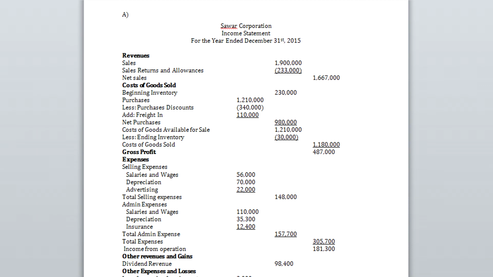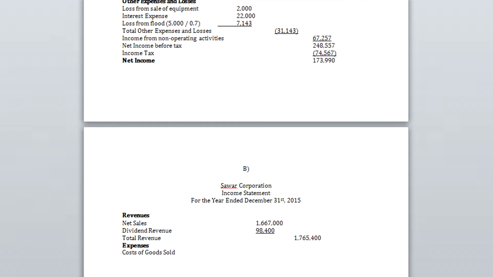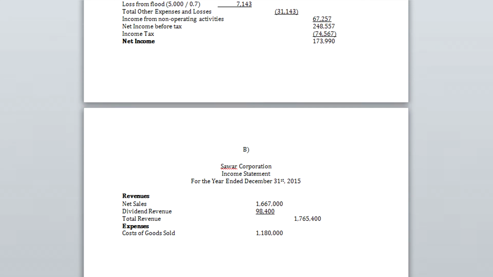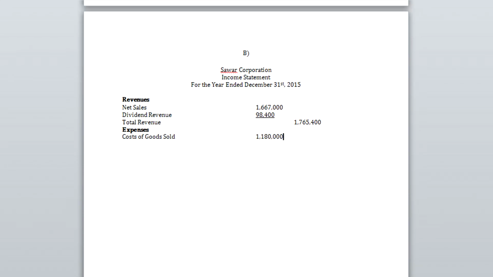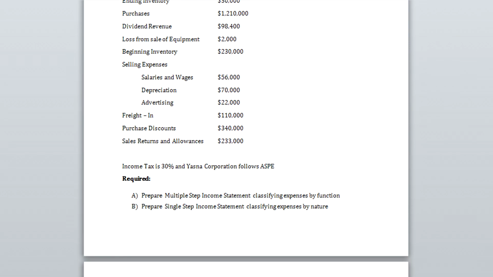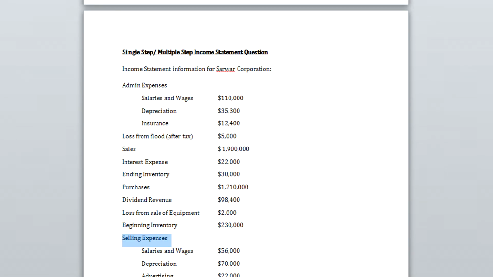Again, same thing with net sales. We don't have to show all these calculations. With cost of goods sold, we don't have to show all this crap. We can just jump straight to the point that cost of goods sold is $1,180,000. So we're going to go ahead and do that. We're going to gladly skip all those steps. Good for us. Okay, so straight to the point. Now remember, it wants us to classify expense by nature and not by function. So by function means that you split it up between the selling function and the admin function.